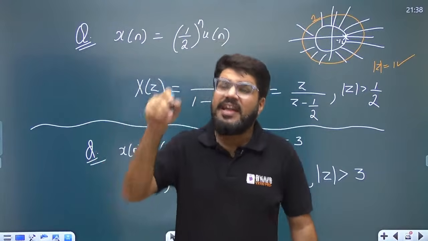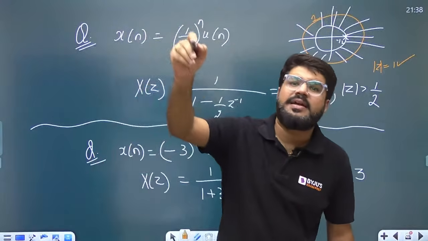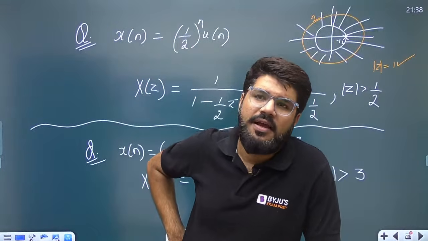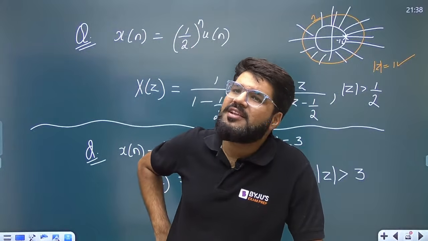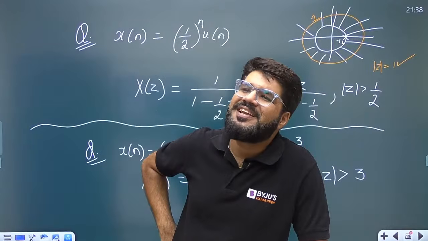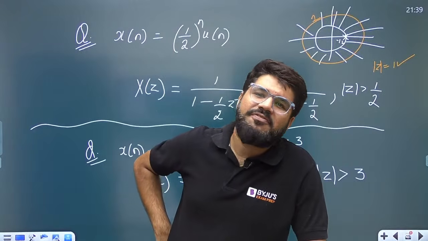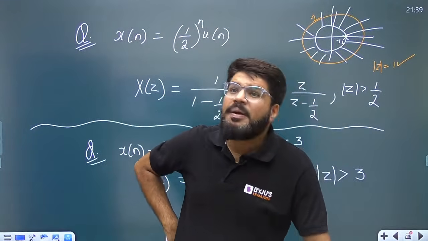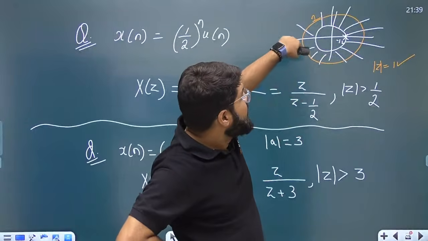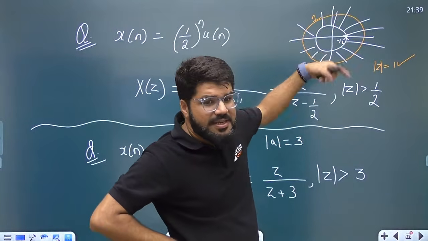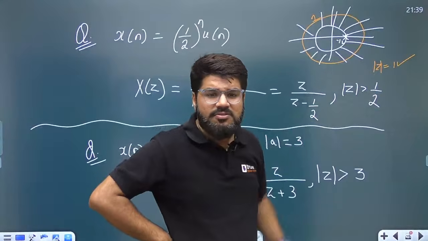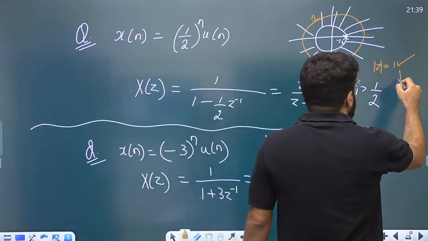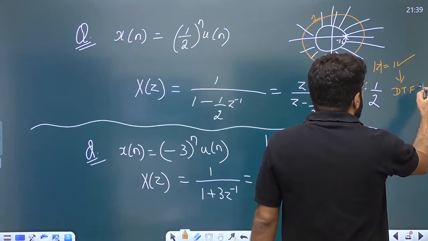And whenever you evaluate the Z transform on the unit circle, that is known as the DTFT. DTFT is the Z transform on the unit circle, but you have to see whether the unit circle is there in the Z transform or not. So mod Z equal to 1 is defined. So for this signal DTFT is also defined.